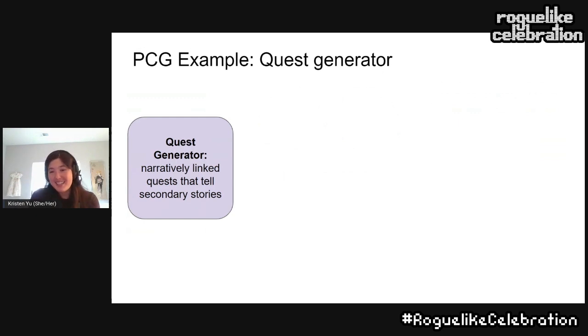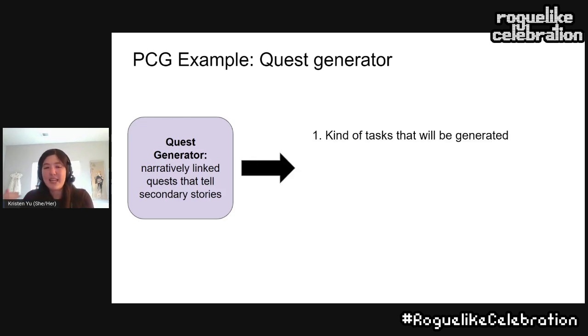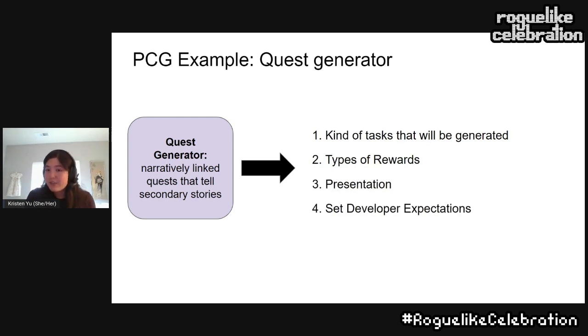I'm going to do a PCG example now because we are at Roguelike Celebration. And let's just say we're going to create a quest generator, and this generator is going to narratively link quests together to tell a secondary story in the game. Using this paradigm, we can define the context and we can specify things like the kind of tasks that will be generated, the types of rewards that will be given by this quest generator, the presentation of the quest generator. You don't have to do this, but sometimes you might want to differentiate between handcrafted content and content that is generated, as well as set developer expectations.